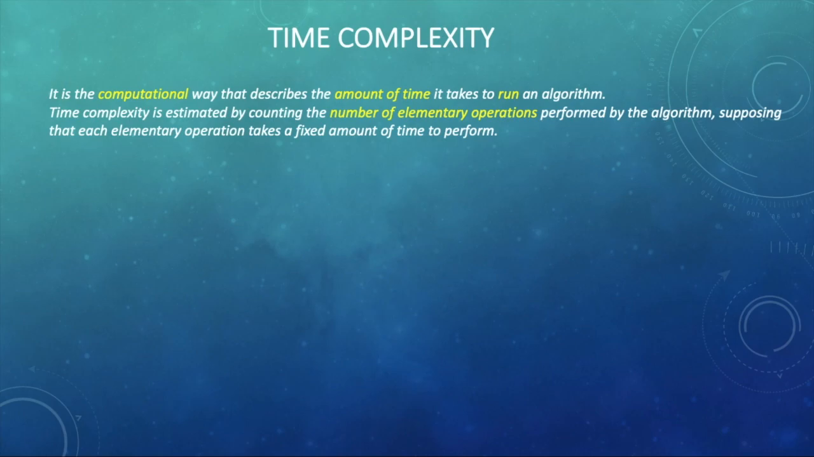Okay, let's have a quick recap about the time complexity. As written here, it is the computational way that describes the amount of time it takes to run an algorithm, or we can say how the runtime of a function behaves as the size of the input increases, right? And also, we discussed in the previous video that time complexity is estimated by counting the number of elementary operations performed by the algorithm, assuming that each elementary operation or step takes a fixed amount of time to execute. I know these are a few heavy words. Let's understand this with an example.